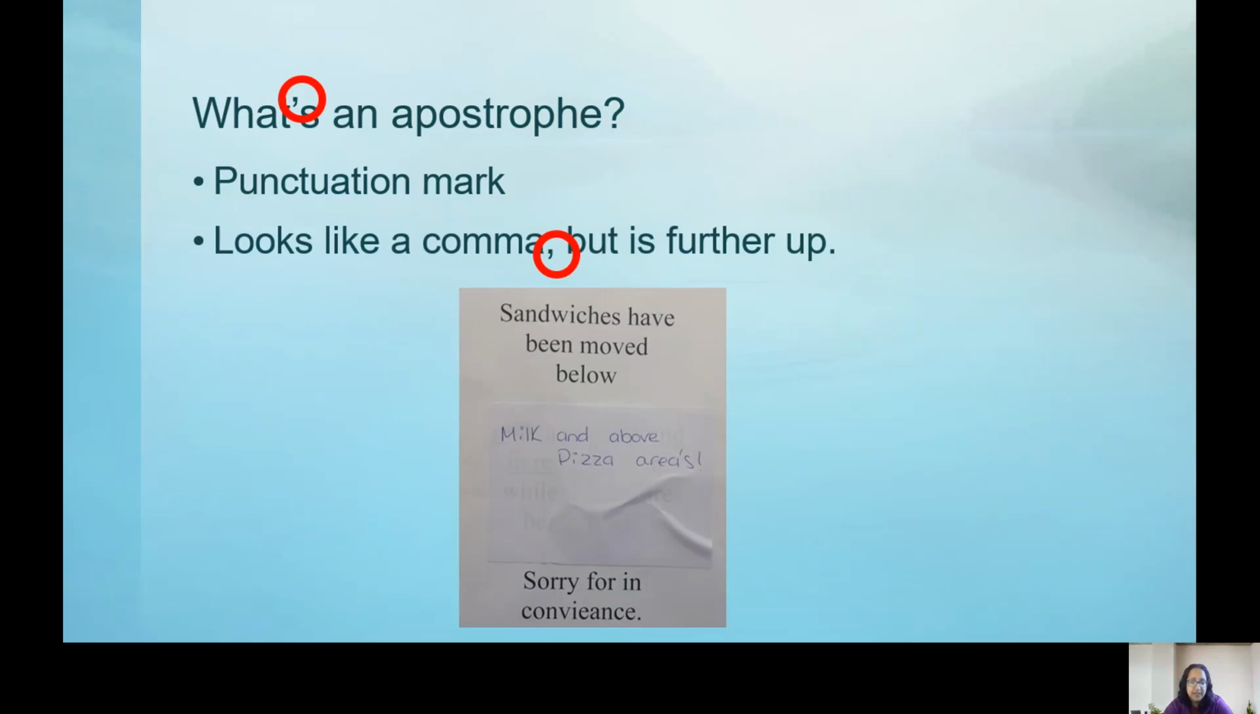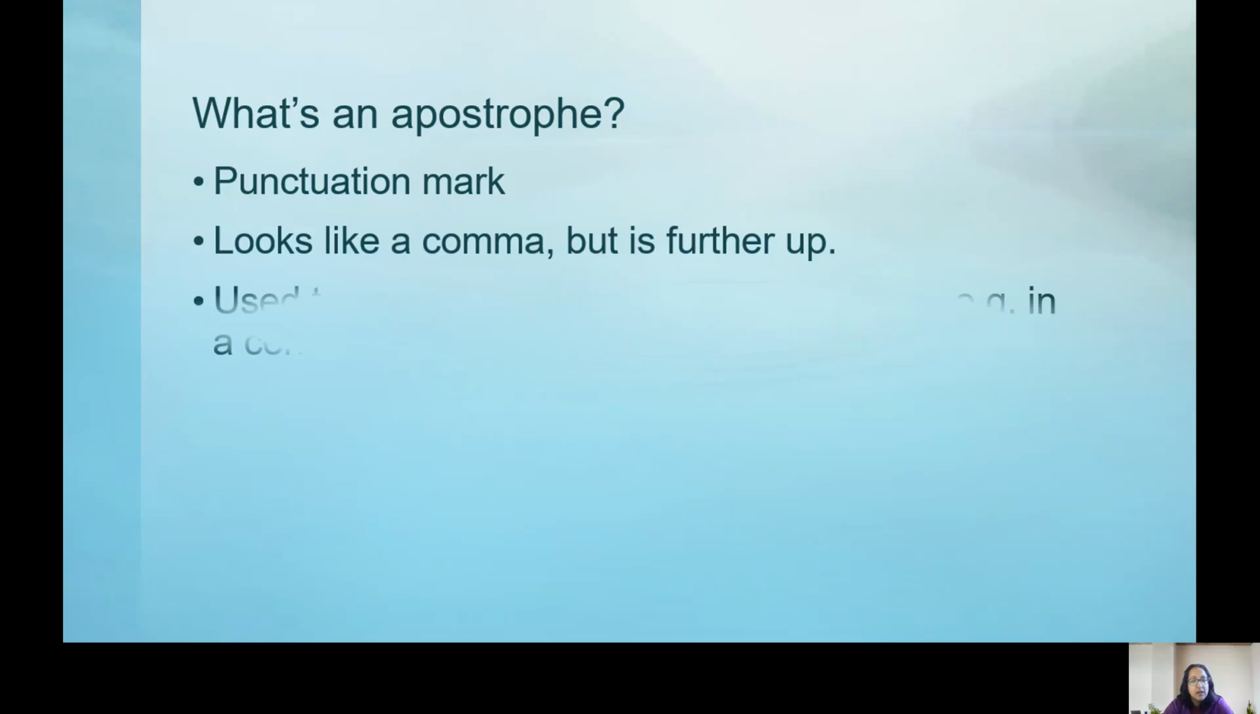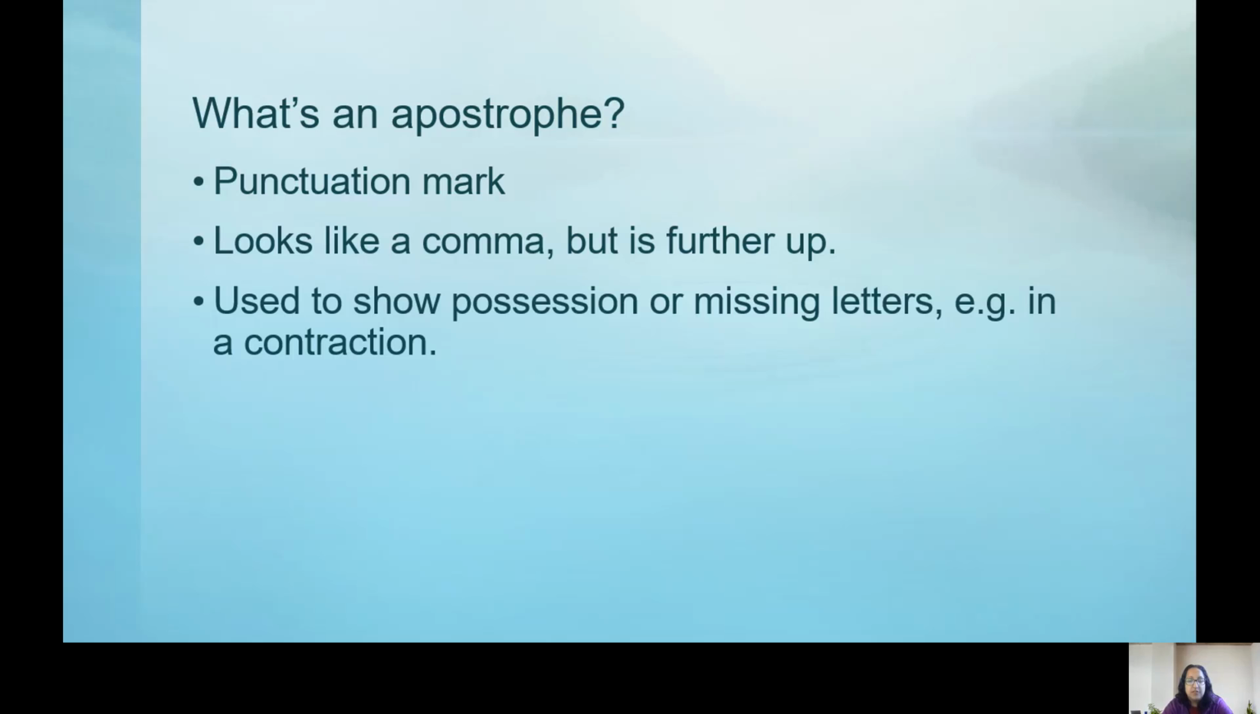And let's ignore the bit at the bottom, which is pretty poor English. Look here. Do you think this use of an apostrophe is correct? We'll talk about that later on. But we use an apostrophe to show possession or missing letters, for example, in a contraction.